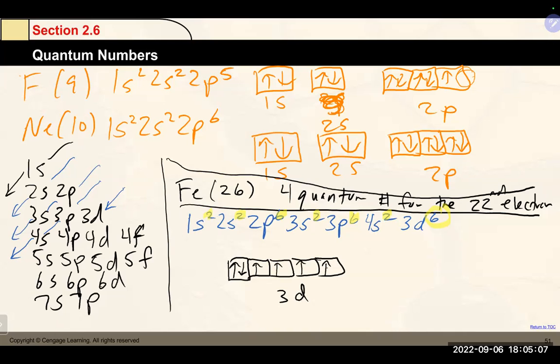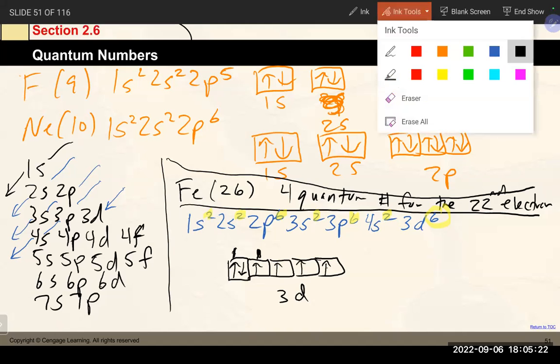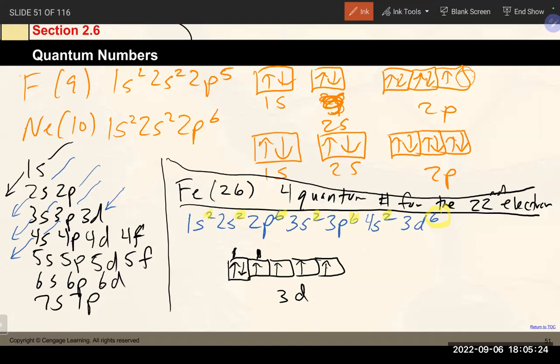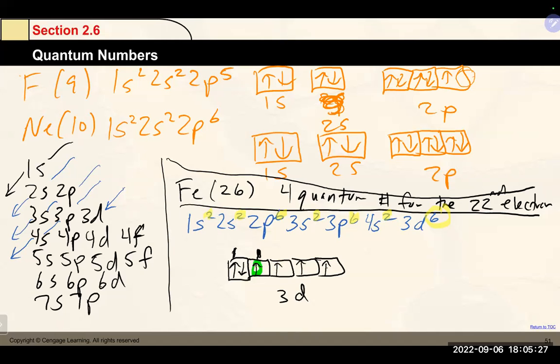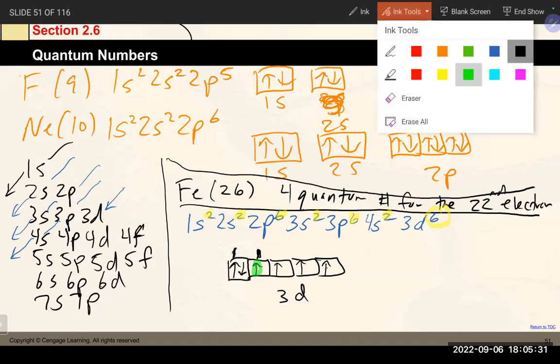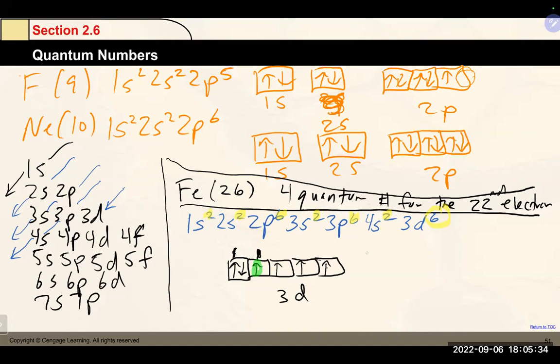We are up to 20 before we get to the d orbitals. So 20, this one right here would be 21. That would then be 22, which should be the second electron that is hanging out there. And that means that that is really the electron we're looking for here, which would be our 22nd electron. The n value here would be 3 in this case, because we are on the 3rd energy level where these orbitals are hanging out.